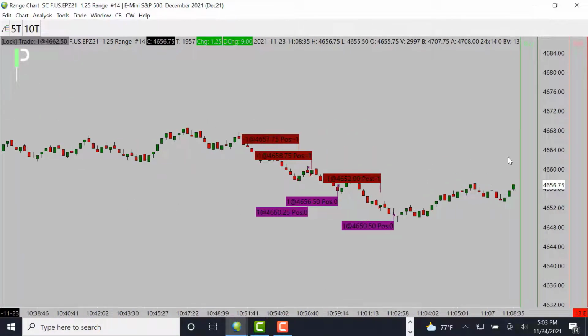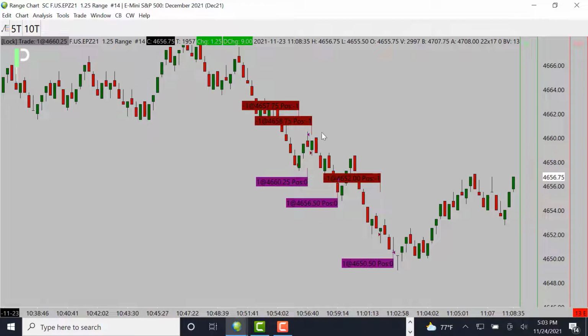Moving over into some of the short ideas we had next here. We did have a short at 46.57.75. We actually got stopped out on this one. 60.25 popped up against us, but you could see we were underneath structure. This was a nice short idea that we had. We just got taken out on the first one.